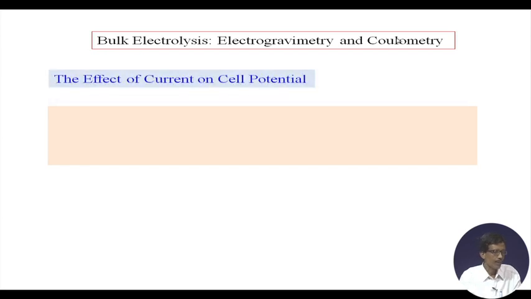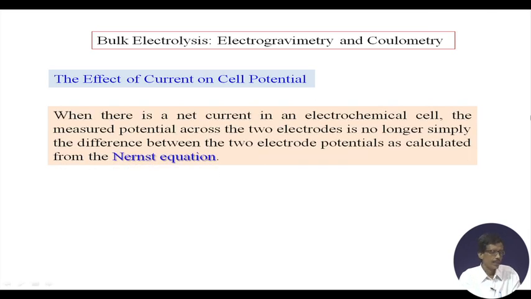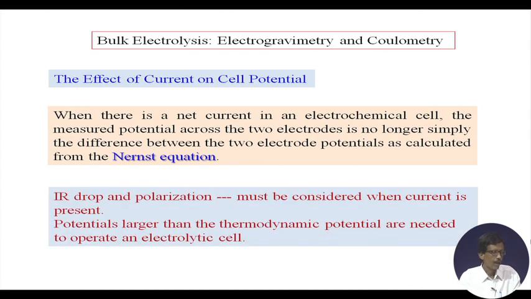So, we will see the effect of current on cell potential, that we are just looking for. When there is a net current in the electrochemical cell, the measured potential across the two electrodes is no longer, as I told you just now, the difference between the two electrode potentials as we calculate from the theoretically predicted equation, which is your Nernst equation. So, what we should see is that once we have the Nernst equation, we have IR drop and polarization. So, it should be considered, that means the IR drop and polarization.